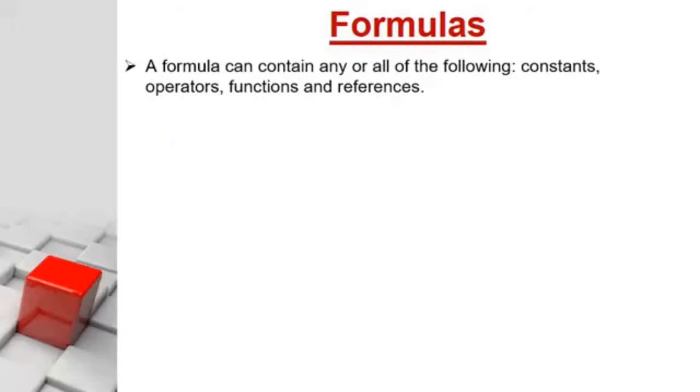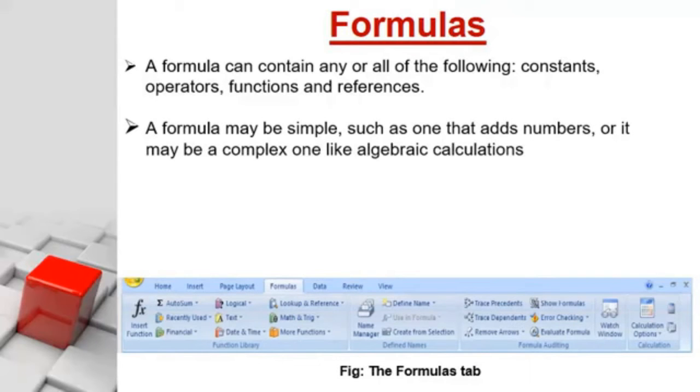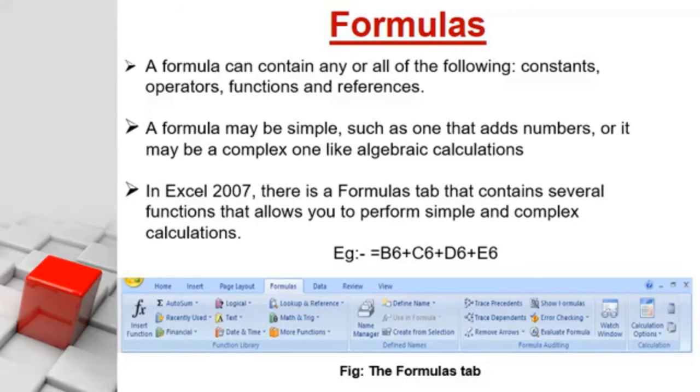What are formulas? A formula can contain any or all of the following: constants, operators, functions, and references. A formula may be simple, such as one that adds numbers, or it may be a complex one like algebraic calculations. In Excel 2007, there is a Formulas tab that contains several functions that allow you to perform simple and complex calculations.